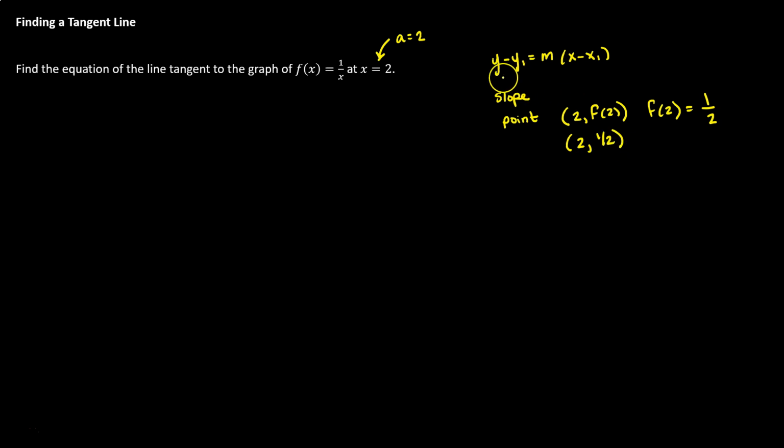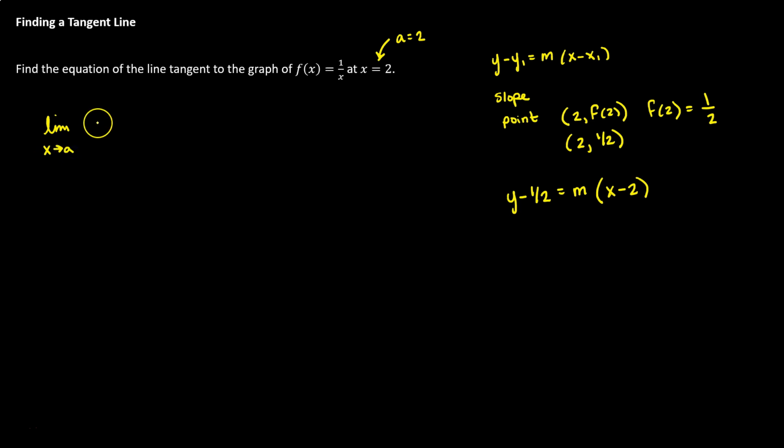In other words, in our point slope form, we could already plug in our y values to say y minus y1, which is 1/2, equals our slope m, we still have to find that, times x minus 2. Now we just have to find the slope. And that slope calculation comes from our limit. You can use whichever limit notation you'd like. For this problem, I'm going to use the x approaches a notation.